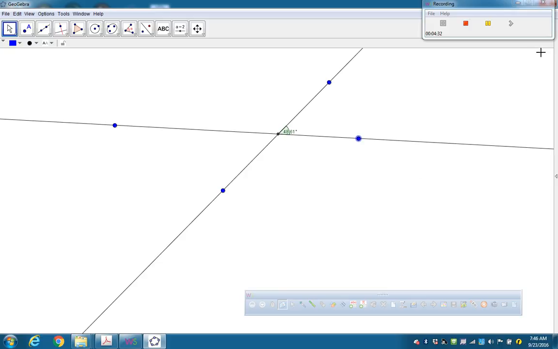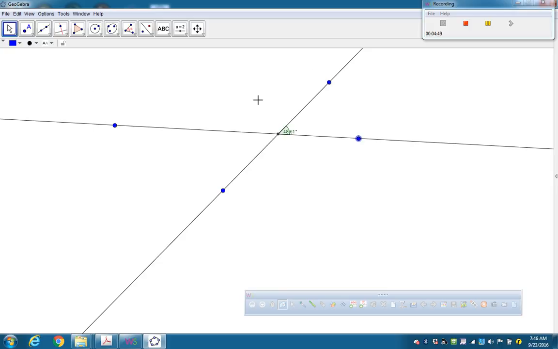So next thing I'm going to do is I'm going to try to measure this angle over here, okay? The one that's next to it. And again, I'm not sure, do I go right to left? Is that counterclockwise?